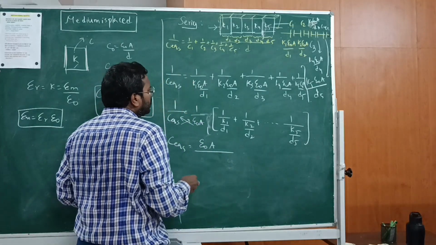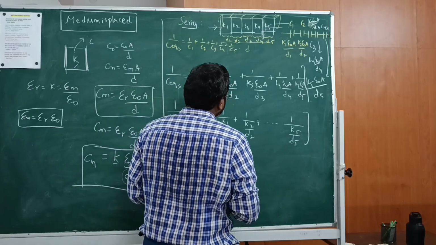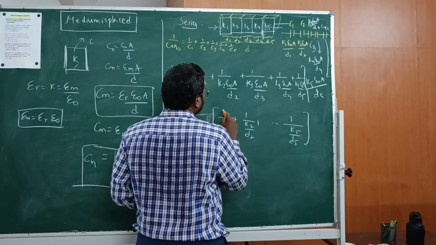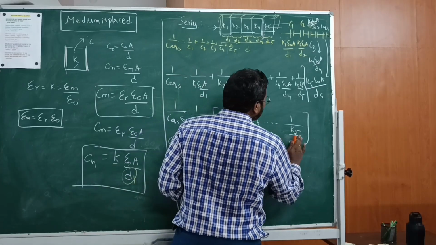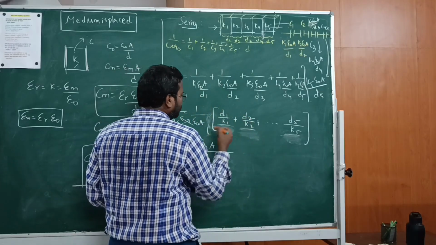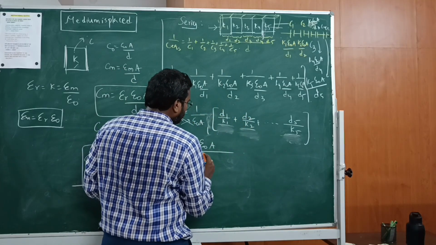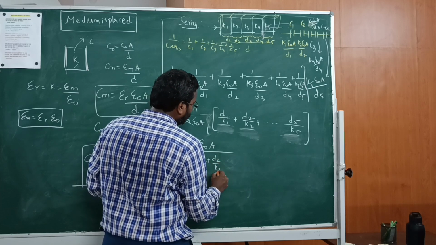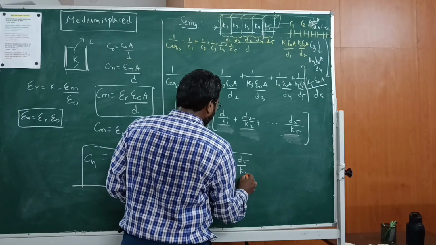So in this, d1 by, this is going to be what, ma? d1 by k1, we can write this as d1 by k1, this one d2 by k2, this one we can write as d5 by k5. So if you are trying to take this into the denominator here, we get d1 by k1 plus d2 by k2 plus so on to d5 by k5.